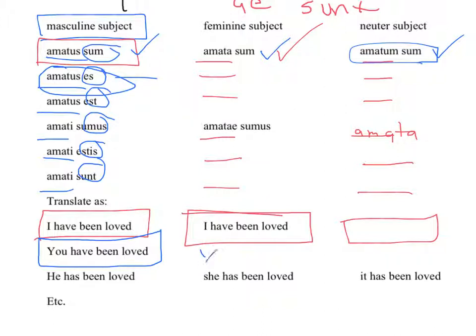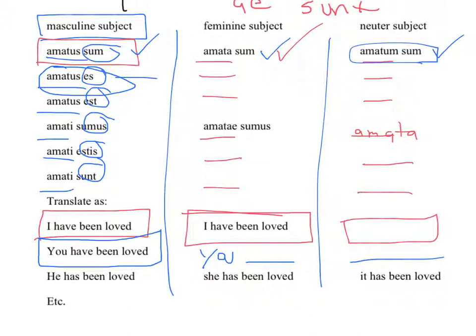Down here, it would be the same thing. You have been loved, but the you is a female. In the neuter category, it would be the neuter you. Obviously, he, she, and it is easiest. He has been loved, she has been loved, it has been loved. And then you go on through the rest of the conjugation. We have been loved, you all have been loved, they have been loved. That's the indicative, perfect, passive system.